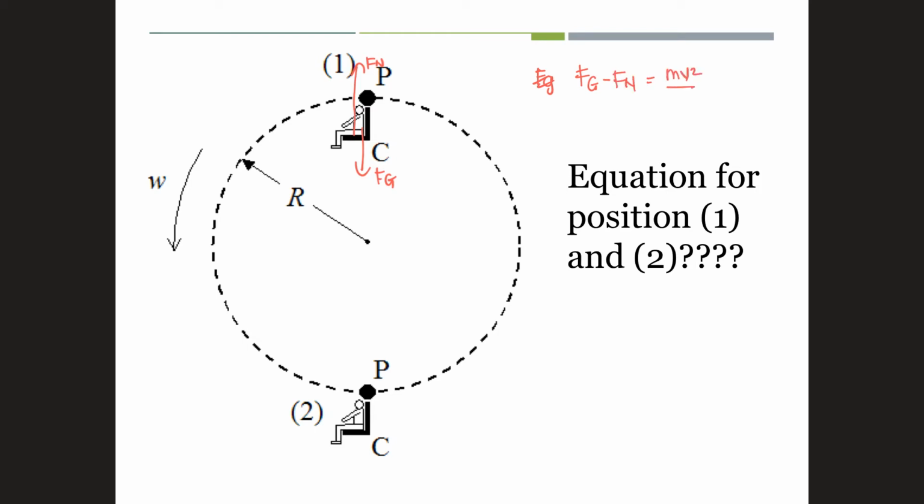mv squared over r. Okay, and the bottom one: your normal force is in that direction, the same as the top one, and your mg is always downward. The one that follows the direction of the centripetal force is the normal force. So it gives you Fn minus Fg equals mv squared over r.